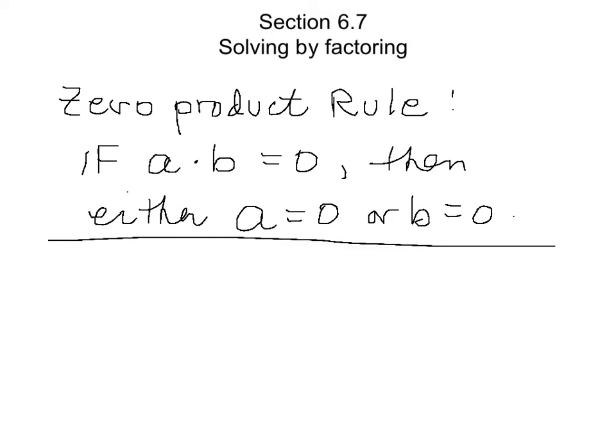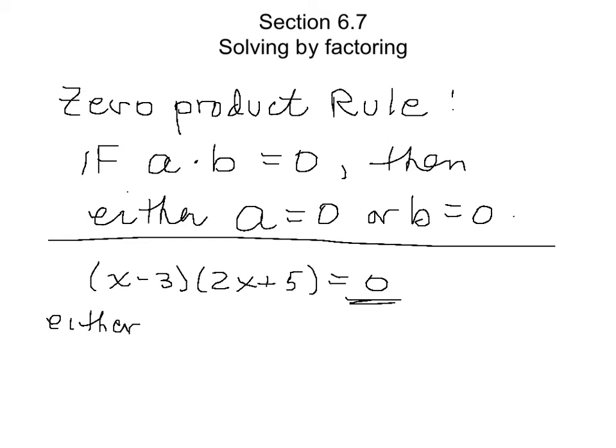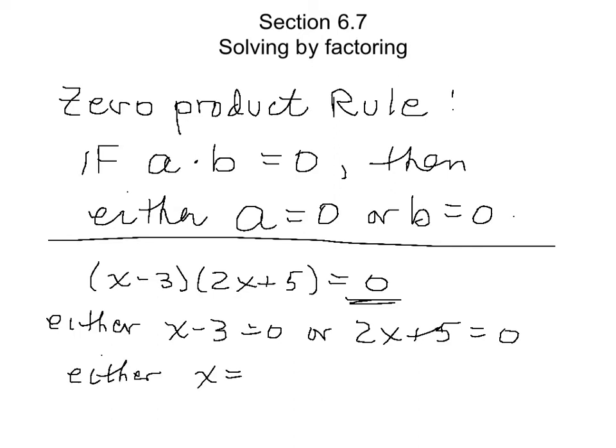And really what it means in the case of an equation is, suppose we have x minus 3 times 2x plus 5, already factored, equals 0. What that means is either x minus 3 is equal to 0 or 2x plus 5 is equal to 0, which means either x equals 3 or x equals minus 5 halves.